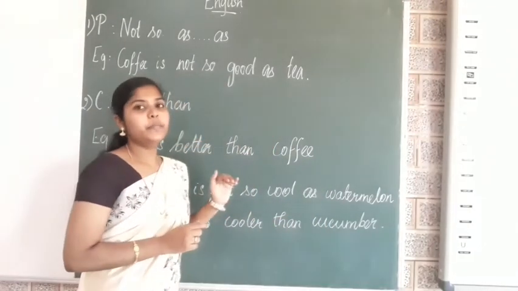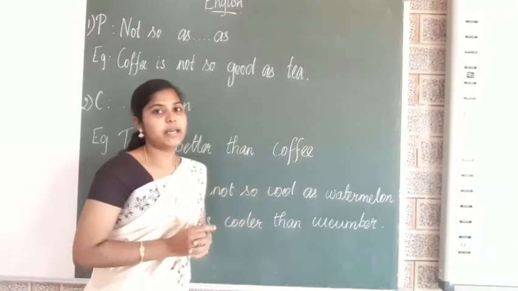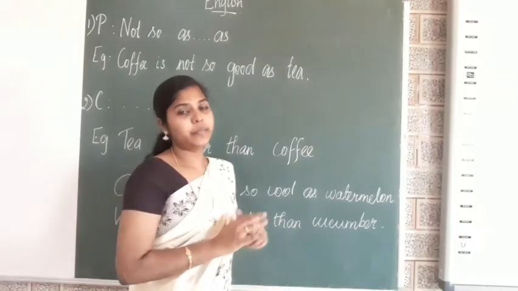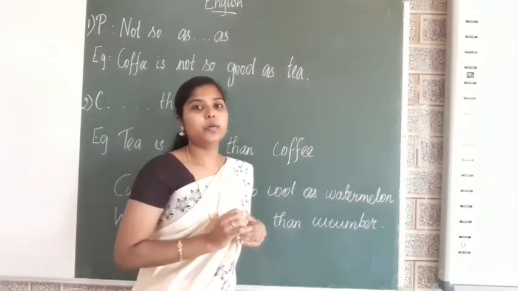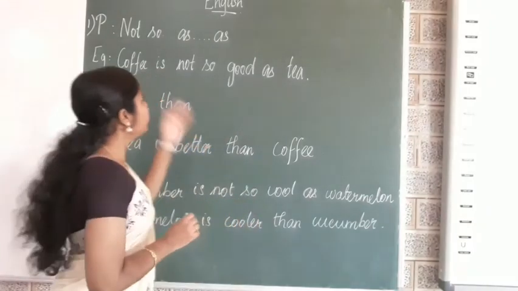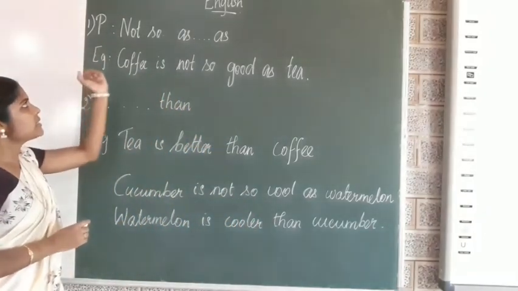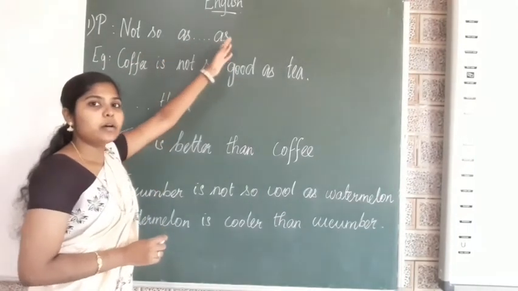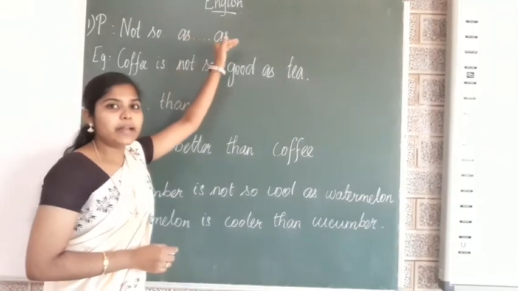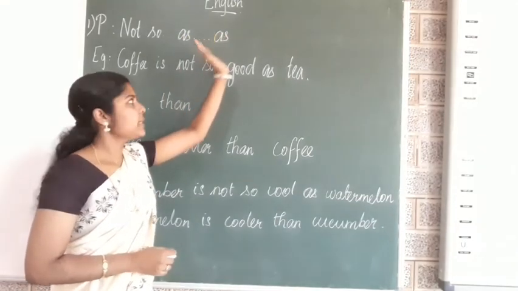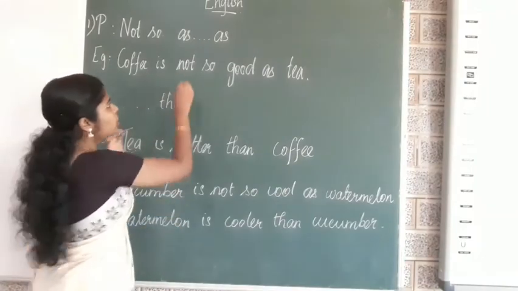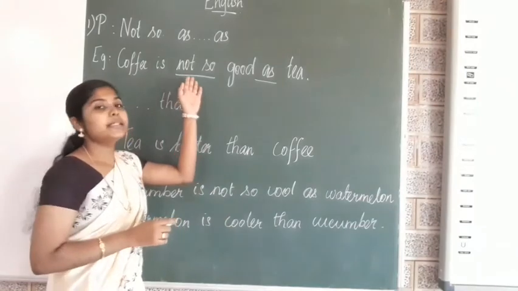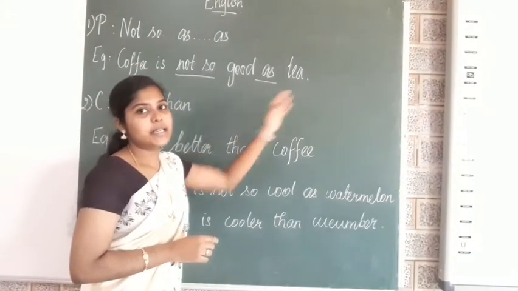In the first form, there is no superlative degree. There is only comparative and positive degree. There is no superlative degree in rule 1. Now, for positive degree, if the sentence has not so as, this will be there in the first rule. For example, coffee is not so good as tea. Coffee is not so good as tea.